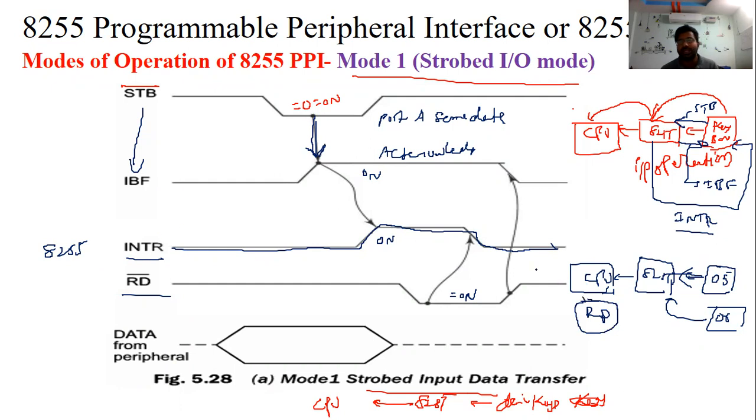So the input device is not generating any other data. So we can interrupt the device, you can stop the device until the read operation is performed by the 8255 PPI. Otherwise, you cannot stop the device. Otherwise, it can again load some additional data, for suppose 06 or 07, into that 8255 PPI.